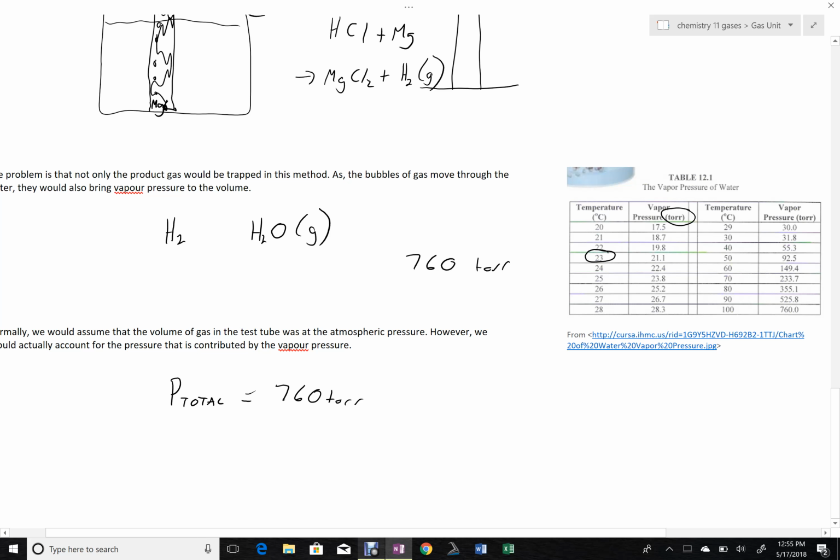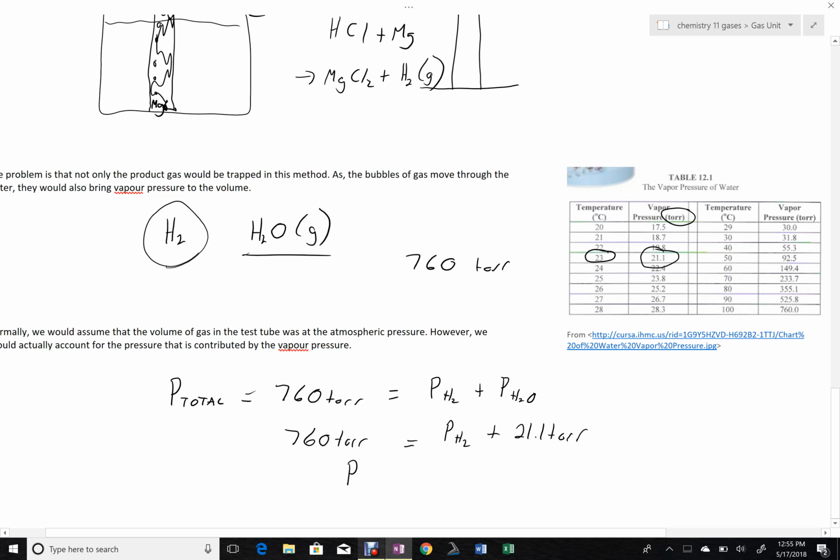We might assume that that's the pressure associated with the hydrogen gas, but we'd be forgetting about the water vapor pressure that would be created. So what we have to do here is we also have to account for the vapor pressure at that temperature. So we're going to say that that total pressure is made up of the hydrogen gas that we're trying to measure plus the water vapor. So 760 torr is equal to whatever the pressure from the hydrogen gas, that's the one that we actually want to know for the measurement we're making, and this 21.1 torr.